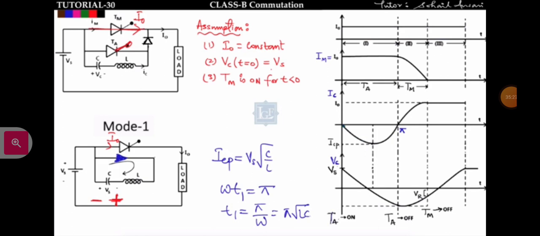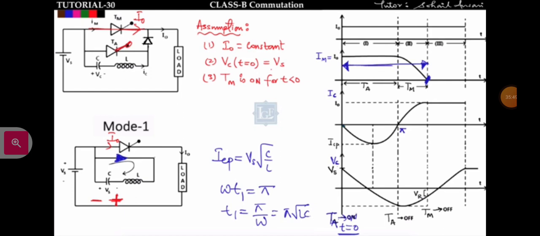TA is on at T is equal to 0. We can see by the graph, TA is on at T is equal to 0 and the main thyristor is getting off here. This is the turn off time. Total turn off time of the main thyristor will be this much after TA is on, after T is equal to 0.